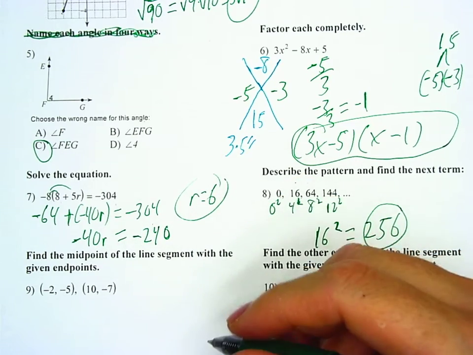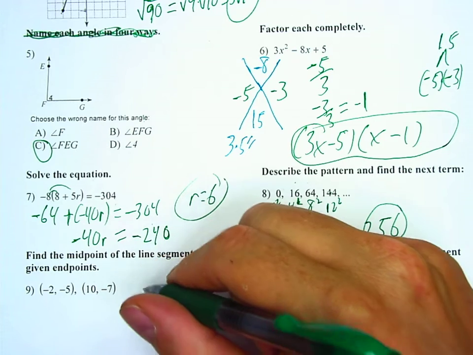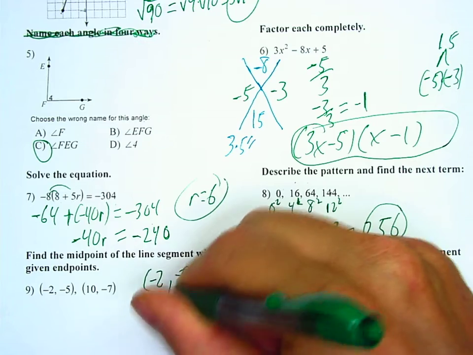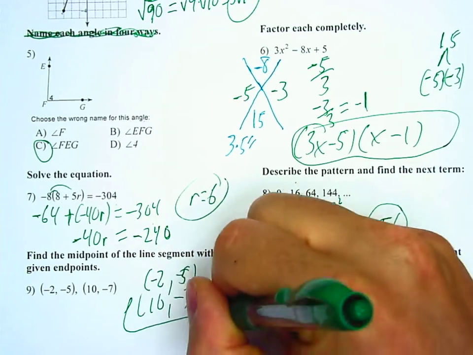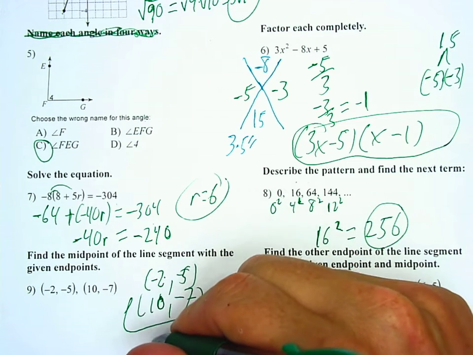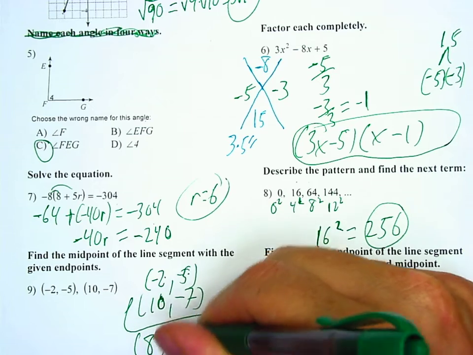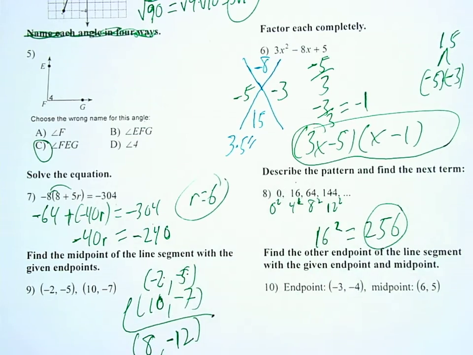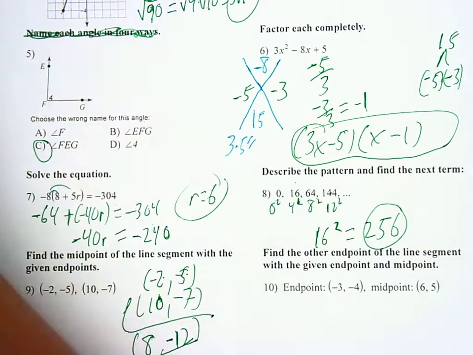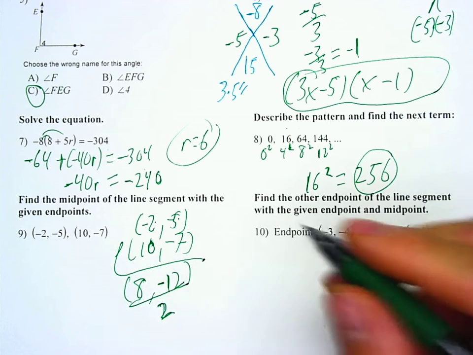All right, next one, find the midpoint. This is where you add and divide by 2. So I can stack the points vertically, and I can add them. So -2 plus 10, those are opposite signs, so they actually subtract. So that's 8. -5 plus -7, -12. And then I have to cut that in half because we're looking for the middle, the average point. So I divide it by 2, in other words, to get my finished answer, which is the point 4 comma -6.